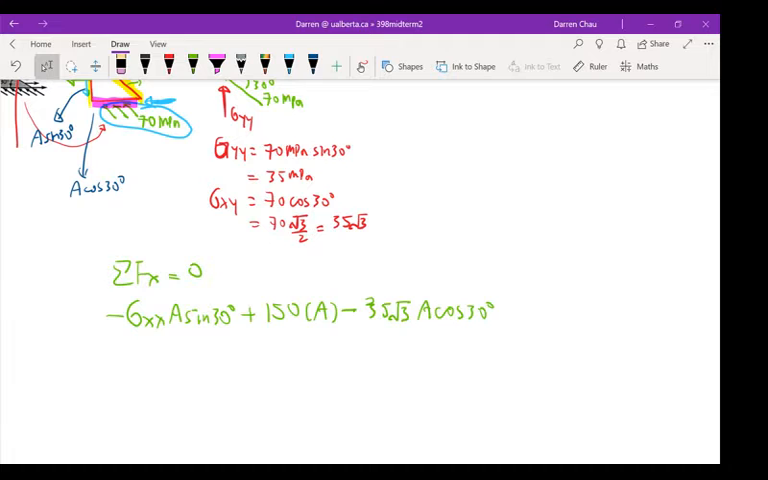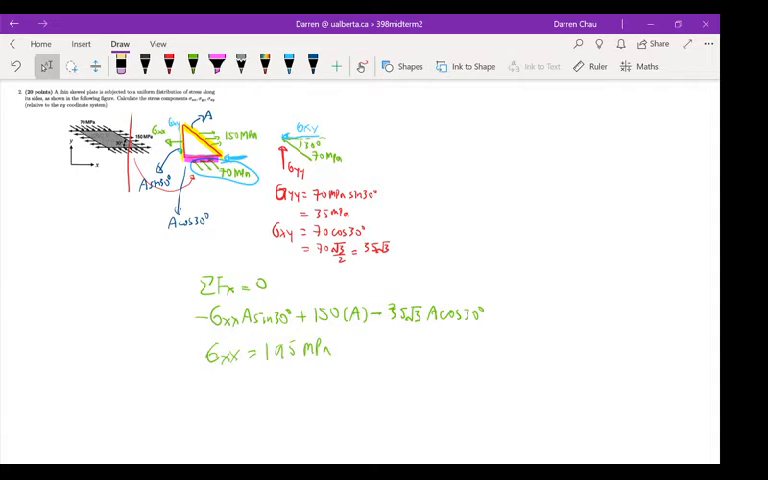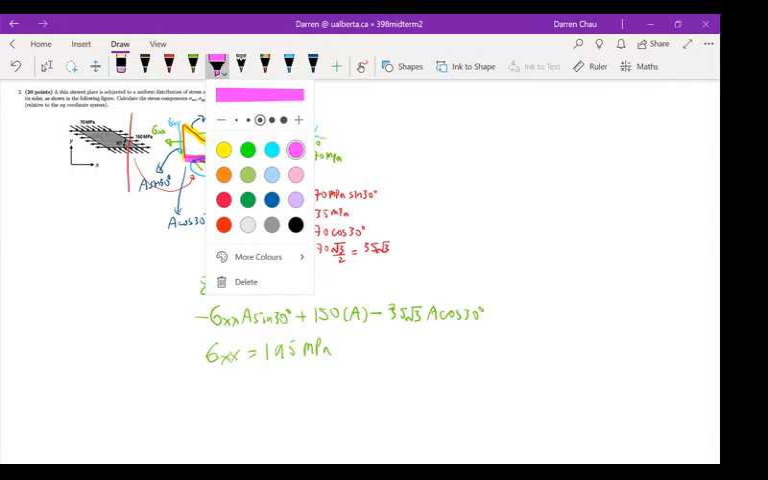And then what we are going to do is to isolate sigma xx, and after isolating sigma xx, you should get something like 195 megapascals. So the answer is here. Let me just use green to highlight the answers.